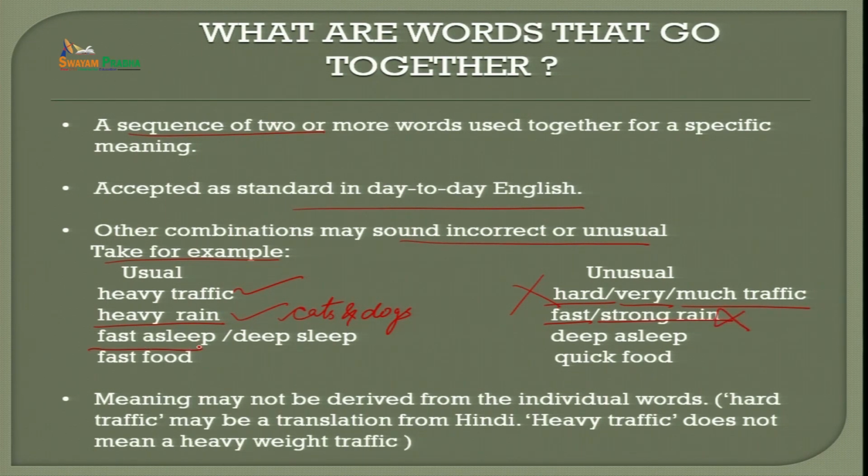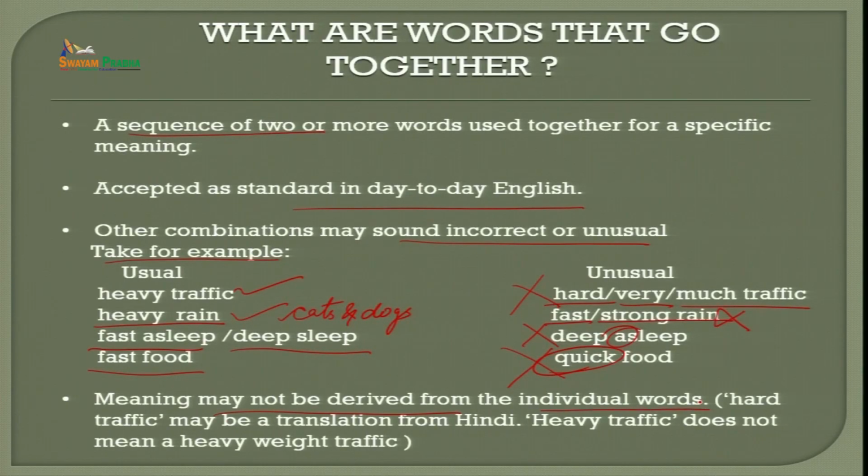If I say fast asleep, the baby is fast asleep now. Deep asleep is wrong in that condition. Again, fast food, I am going to hang out now and have fast food. In this condition, quick food is absolutely incorrect. Understood everyone? So collocation means words that are combined and used together in a very combined manner. We cannot use any other word instead of that particular word.